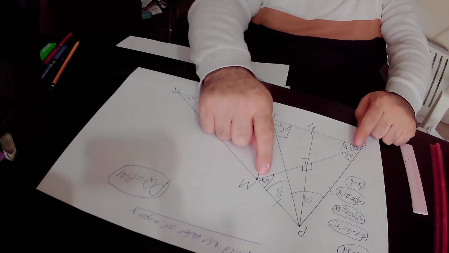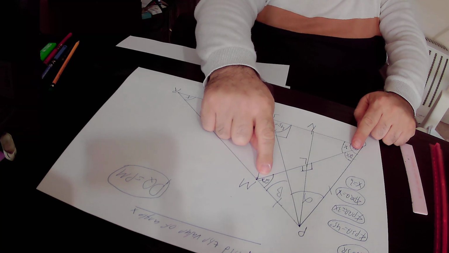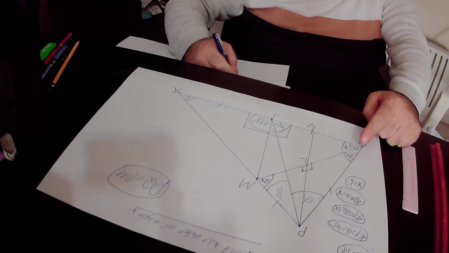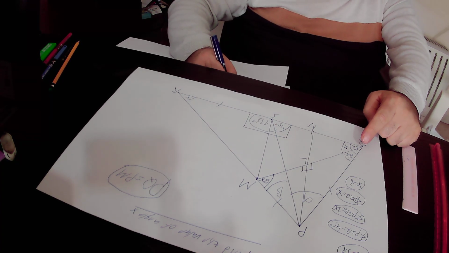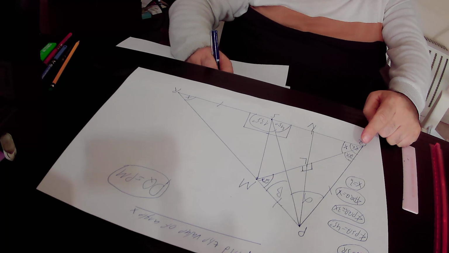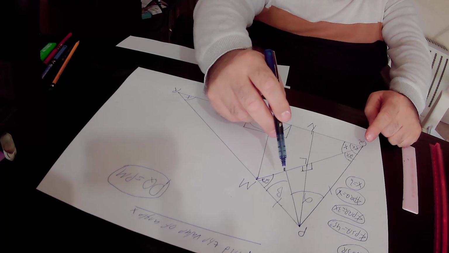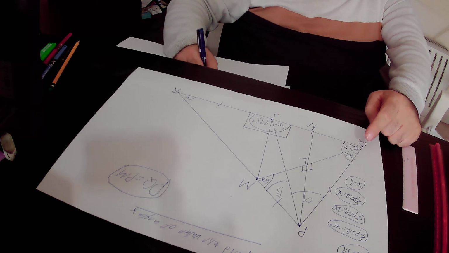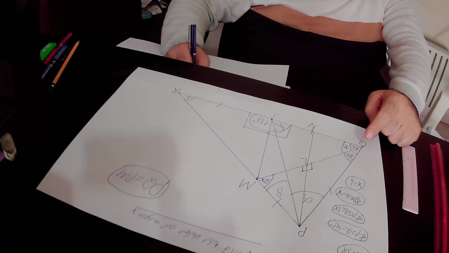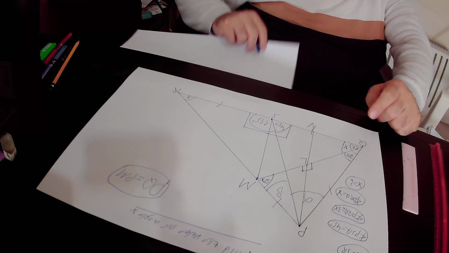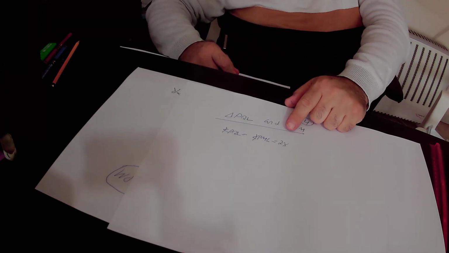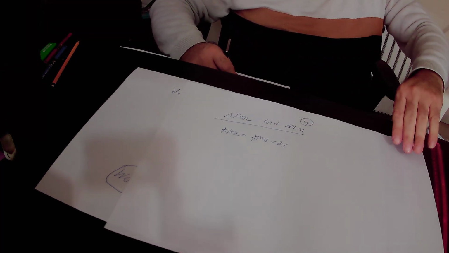First of all, we know that those two angles are equal to each other, they are both equal to 2x. So angle PQL in triangle PQL is equal to angle PML and they are both equal to 2x. I repeat again, angle PQL equals angle PML and they are both equal to 2x.